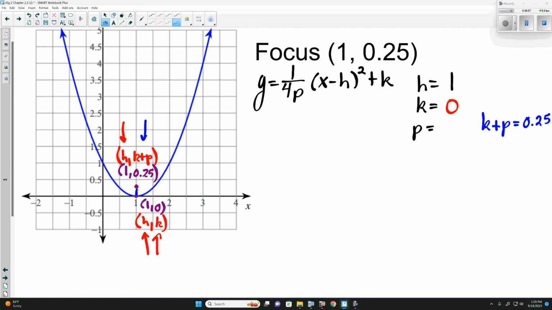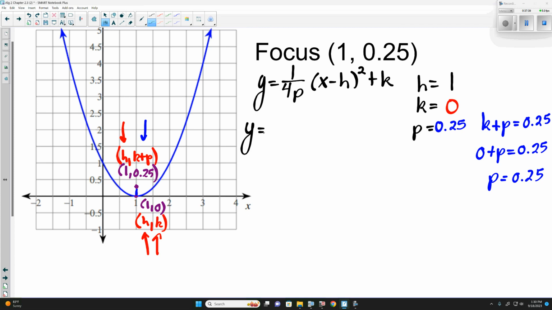What is the value of k? Because 0 plus p is the same as just p, so p is 0.25. Questions on how we found h, k, or p? 0.25, 0.25 are the same thing.